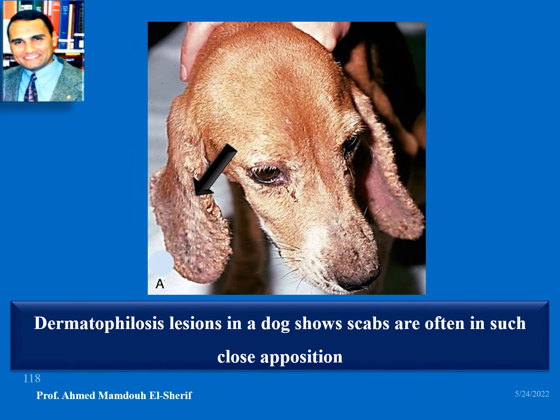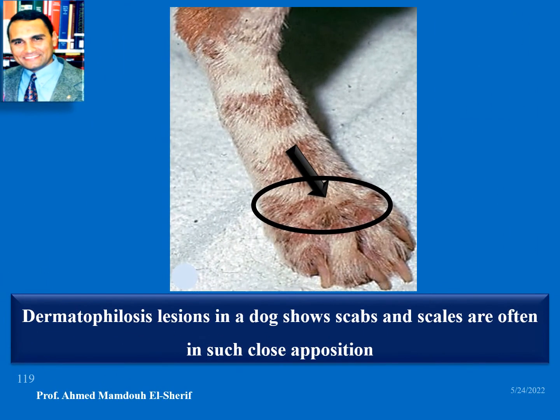Dermatophilosis lesions in a dog show scabs often in close apposition at the areas of the two ears and muzzle and around the eyelids. Dermatophilosis lesions in a dog show scabs and scales often in close apposition at the area of the forelimb above the fingers. The black arrow and black ring here show you the place of the lesions.